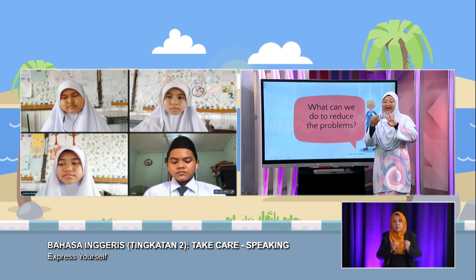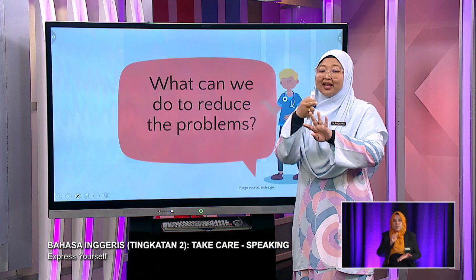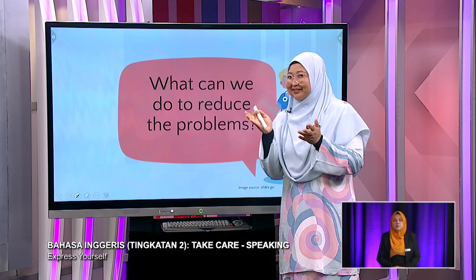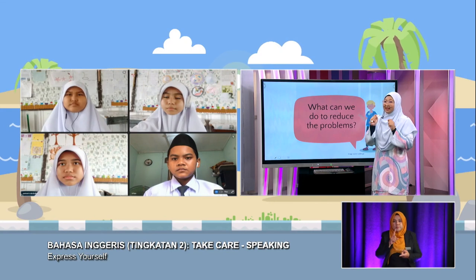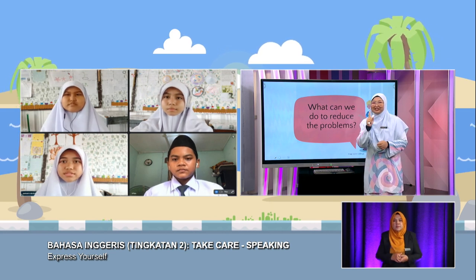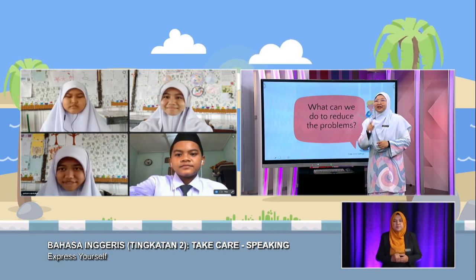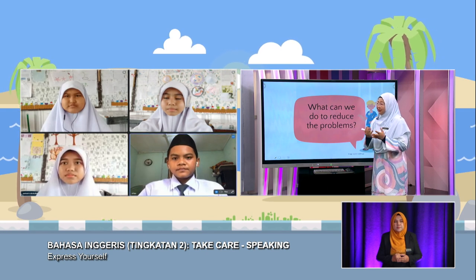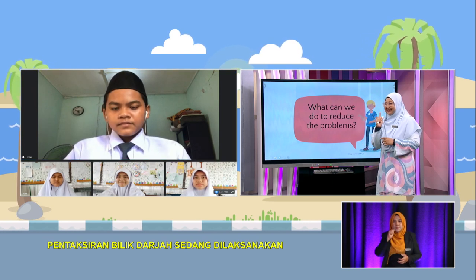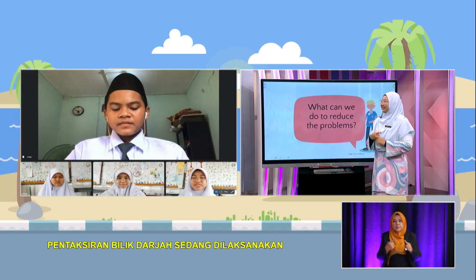Okay, just now we have stress, low self-esteem, academic performance, and we also have another one, introvert. So maybe one of your friends can give suggestions to reduce the problem. Okay, who wants to try for the first one? Okay, Irfan, very fast. To whom do you want to give your advice? Asila. Okay, Asila, listen carefully. This is advice from a friend to a friend. So, the problem just now?